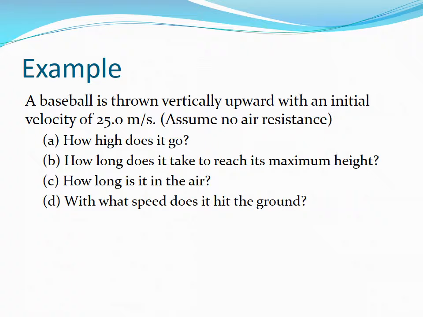Here's an example. A baseball is thrown vertically upward with an initial velocity of 25 meters per second. We will assume no air resistance. A, how high does it go? B, how long does it take to reach its maximum height? C, how long is it in the air? And D, with what speed does it hit the ground?